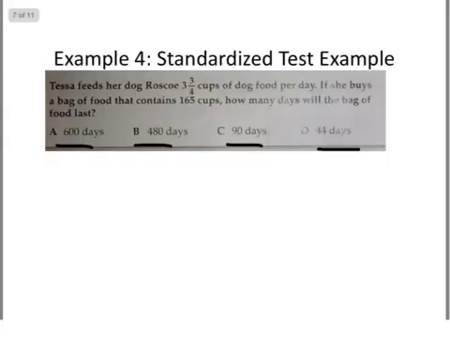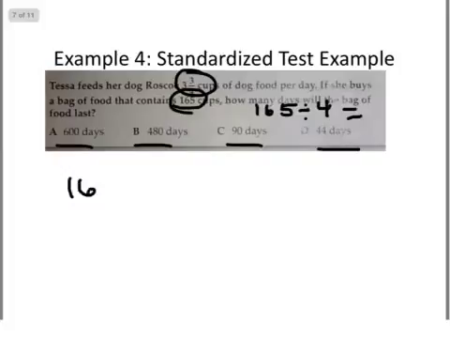Oftentimes we could look at the numbers, like I'm looking at 165 and 3 3/4. I can say that 165 divided by 3 3/4, which is about 4, right? I can try to divide 165 by about 4, and the answer that comes closest to this will be the answer that I choose. However, since we are not just practicing for a standardized test, I want you also to have the concept down. So ultimately, we're taking 165 cups, that's the entire bag, and we're going to divide it by the amount that Tessa feeds her dog on a daily basis.